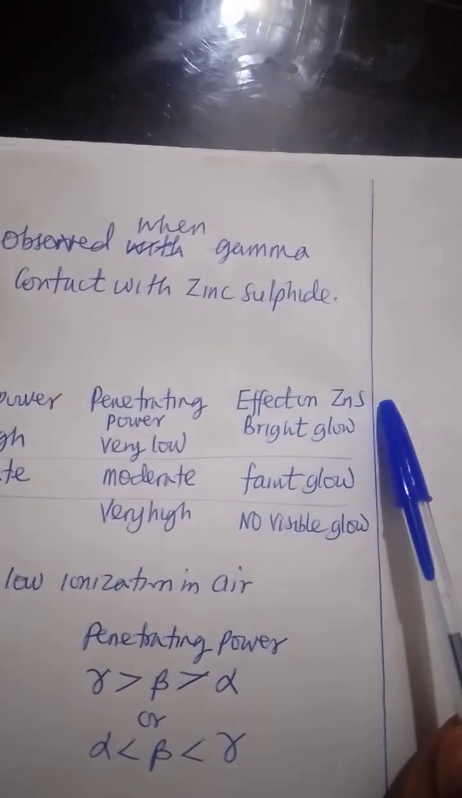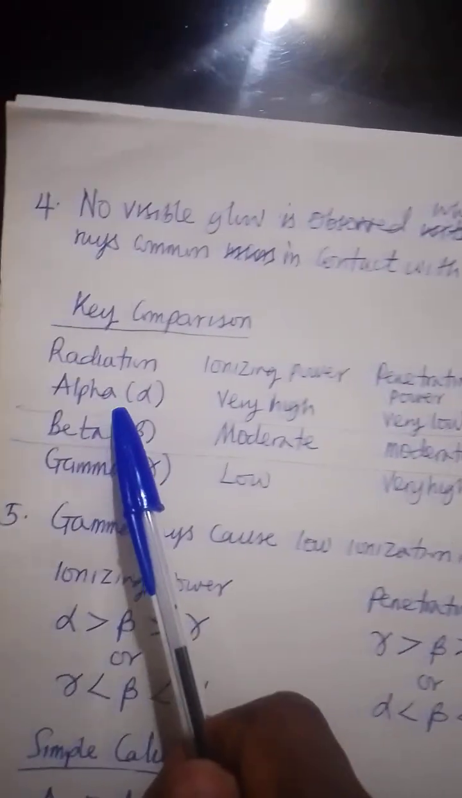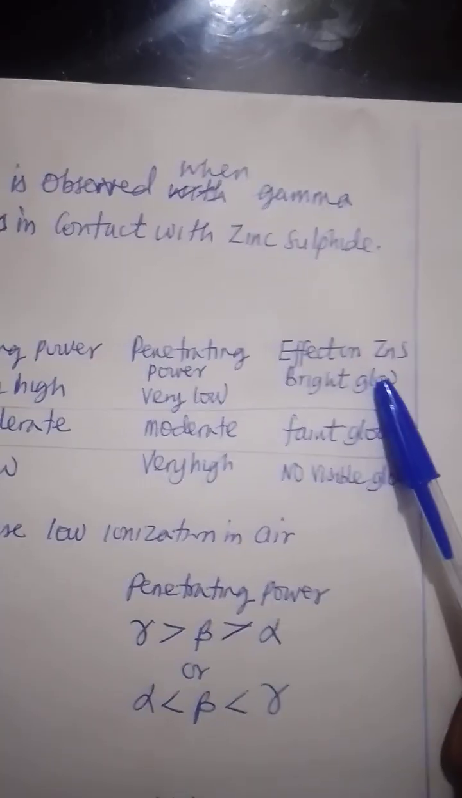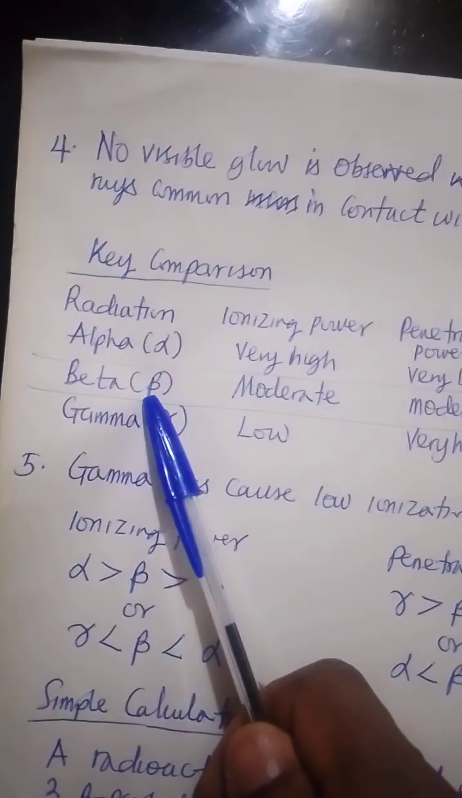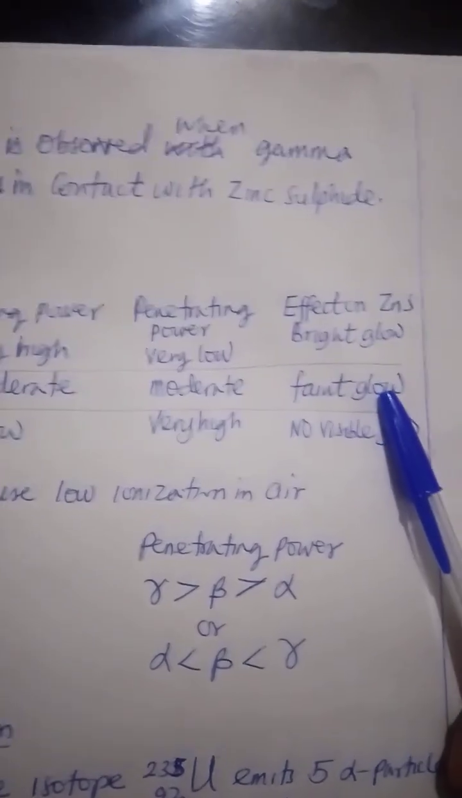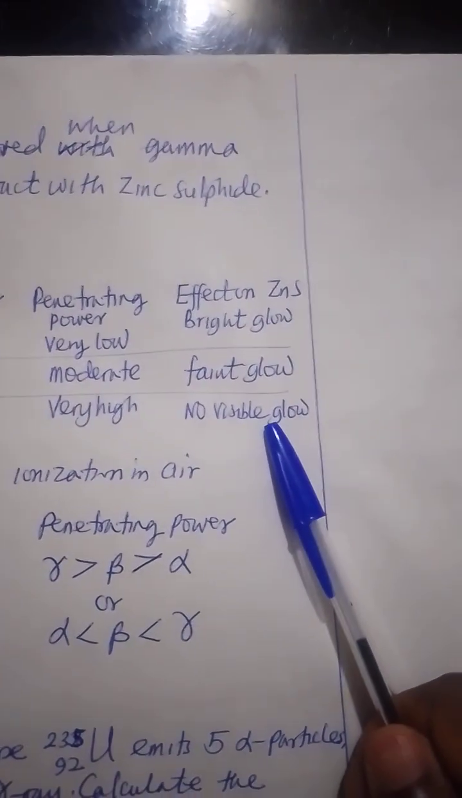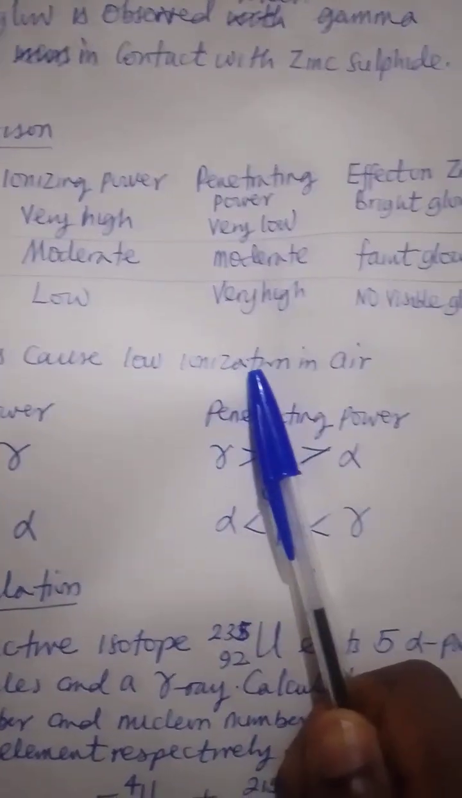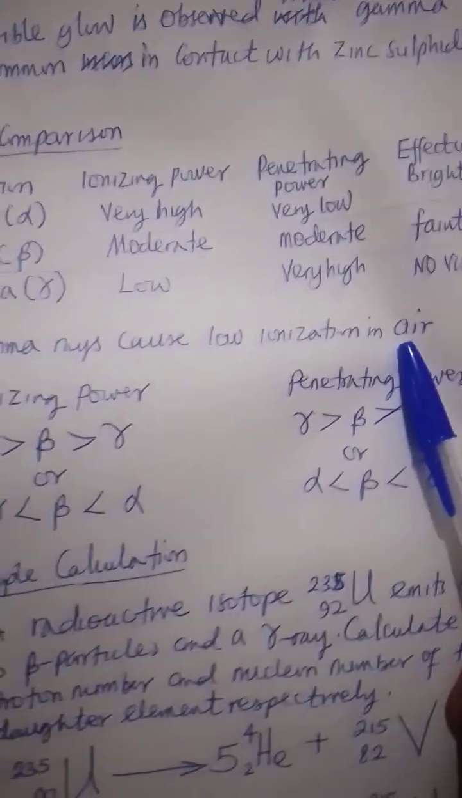Effect on zinc sulfide. Alpha particle, which is the first one, produces a bright glow when it comes in contact with zinc sulfide. Beta particle produces a faint glow when it comes in contact with zinc sulfide. However, gamma rays do not produce any visible glow. Now, number 5 property, gamma rays cause low ionization in air. We have discussed that already.